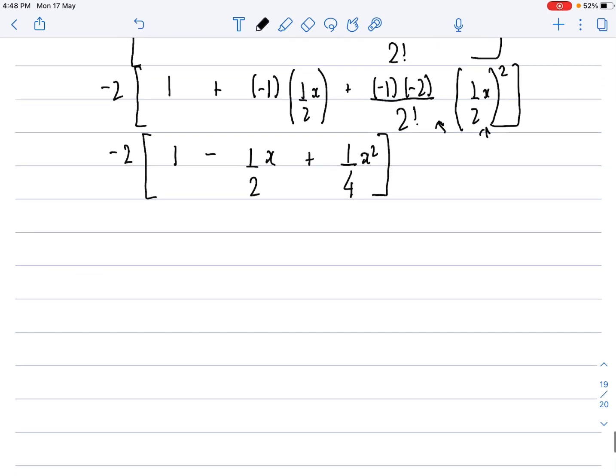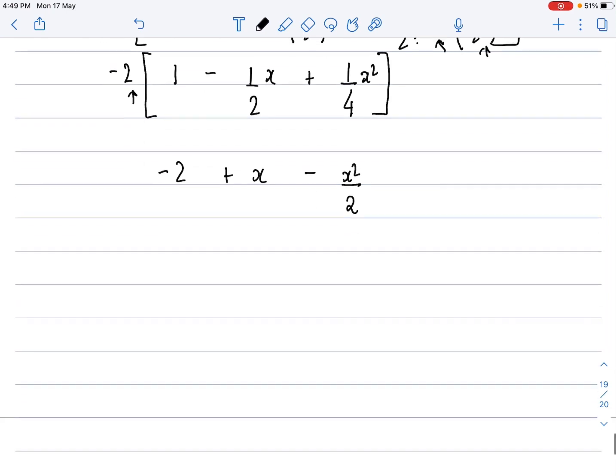So now I can take minus 2 inside the bracket to get minus 2 plus x, because minus 2 into minus half will give me 1, plus, or actually minus, x squared by 2, because 2 ones are 2 and 2 twos are 4. This is what I get.